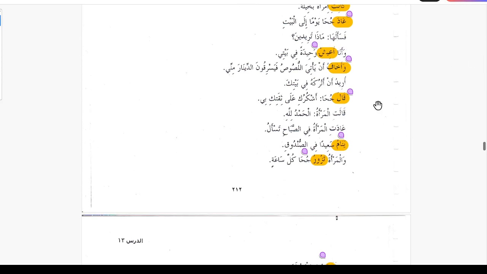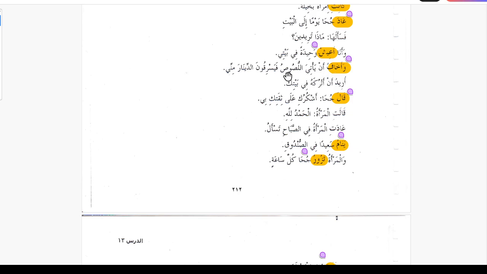Wa akhafa an yatiya lasusu fa yasrikuna dinara minni. So here the verb is khafa yakhafu, and the root letters of khafa are kha, waw and fa, to fear. And I fear, for akhafa, yakhafu, huwa yakhafu, anta takhafu, ana akhafu. So this is for ana.